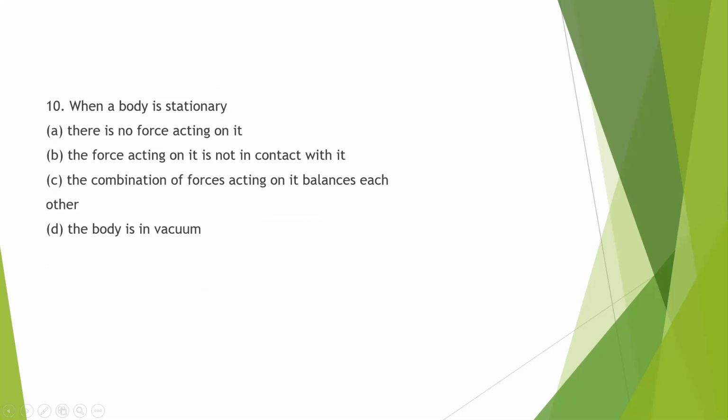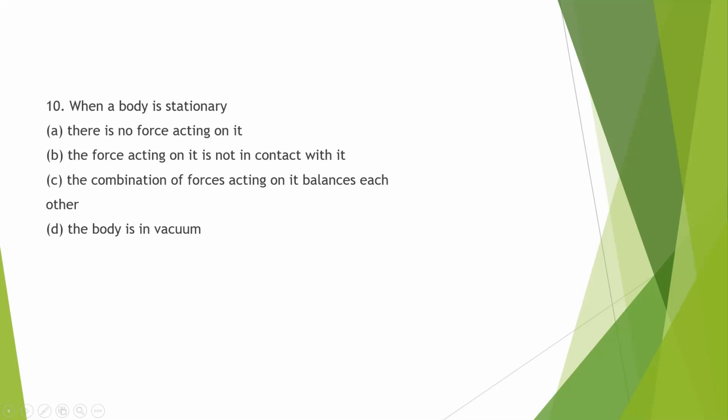Next question. When a body is stationary, when can we say that the body is stationary? First option, when there is no force acting on it. Second option, the force acting on it is not in contact with it. Third option, the combination of forces acting on it balances each other. Fourth option, the body is in vacuum.